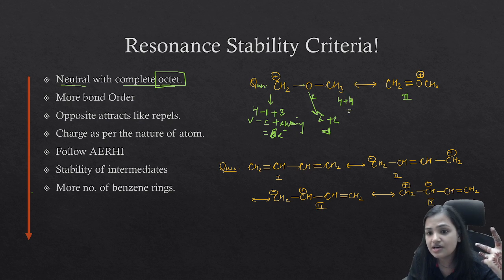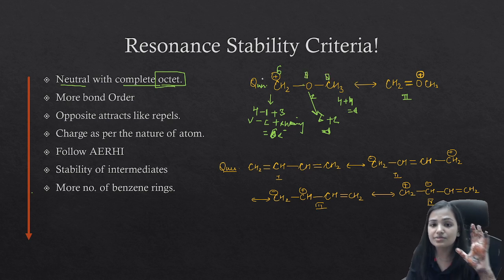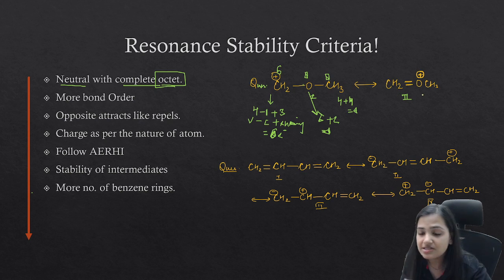So 4 plus 4 comes out to be 8. So we found that here we have 6, here we have 8 and here we have 8. So it means the octet is not complete. Now let's look at the second structure, whether its octet is complete or not.